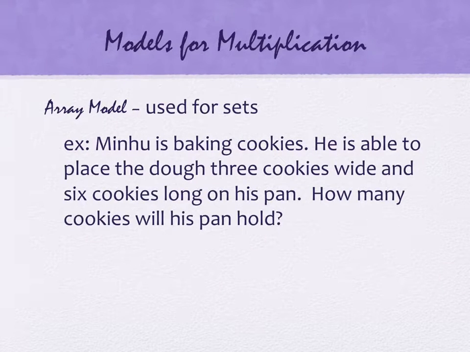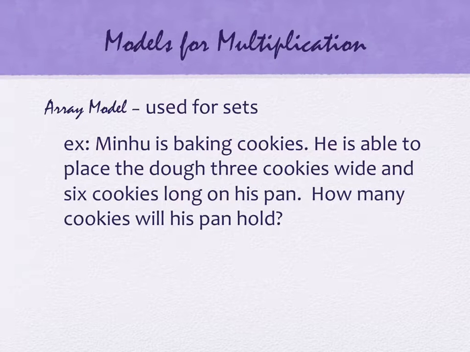An array, okay? So an array model, Minhu is baking cookies. He is able to place the cookie dough, sorry, 3 cookies wide and 6 cookies long in his pan. How many cookies will his pan hold? And as soon as I described cookies on a pan, you all visually created in your mind an array model. You did. Visually, you have seen this happen enough times that you know what it looks like on a cookie sheet. So we're going to draw this cookie sheet.